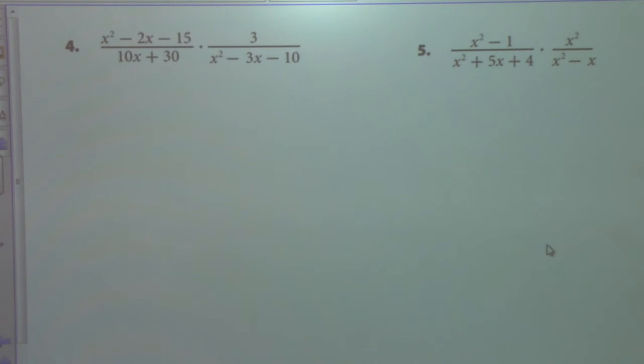And your excluded values. The excluded values are x minus 3, and x minus 2, x minus 5, x plus 5.